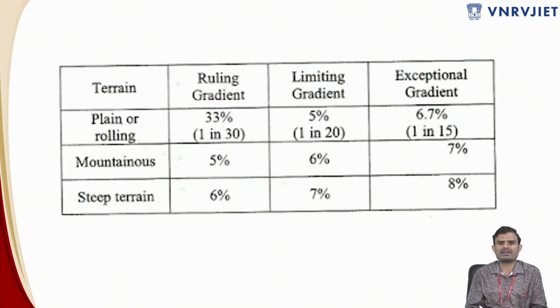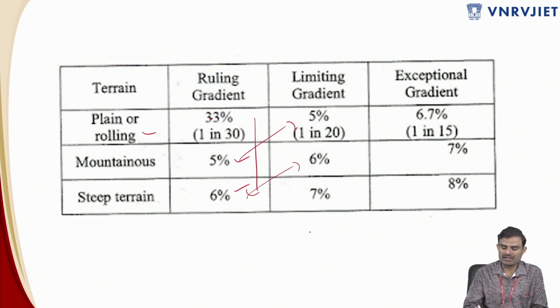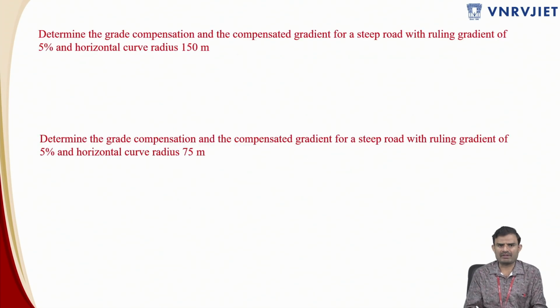So these are the different types of gradients we generally adopt in different types of terrains. One is plain and rolling terrain. Generally, we'll go ahead with 3.3%, and this is 5%, 6%. Ruling gradient in plain or rolling terrain, mountainous terrain, steep terrain. So 3, 5, 6, and 5 will be shifted over here, 6 will be shifted over here, and 7 will come extra over here. So these are the general standard values which we will be adopting. You can deviate a little bit from this. And this is again 6 shifting over here and 7 shifting over here, and you will be introduced with 8, the exceptional gradient in steep terrain, which is 8%. So generally these are the different values that are adopted in highways.